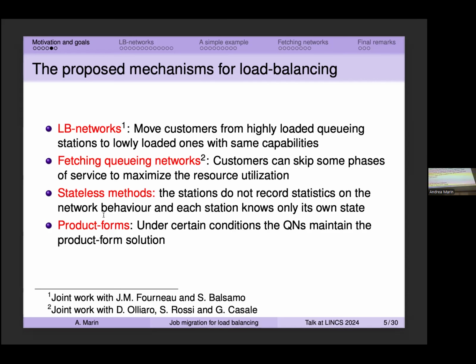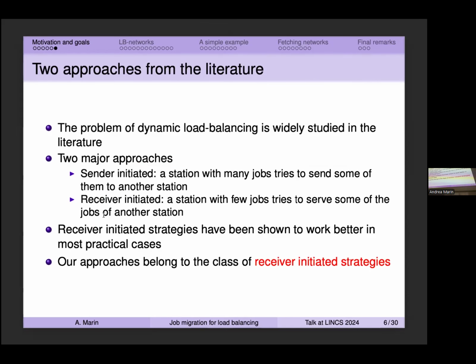Let me mention that the model of load balancing networks is the result of a work with Jean-Michel Fourneau and Simonetta Balsamo, and the work on fetching queue networks is the result of work with Diletto Ogliaro, Sabina Rossi, and Giuliano Casale. So, approaches for load balancing from the literature.